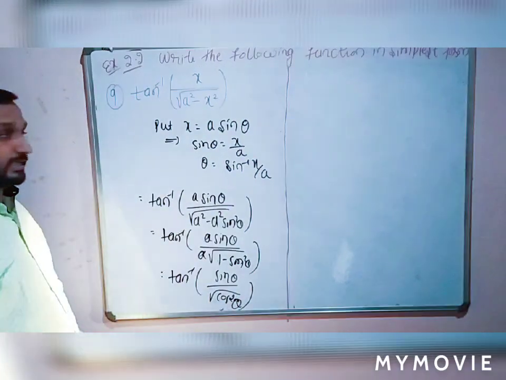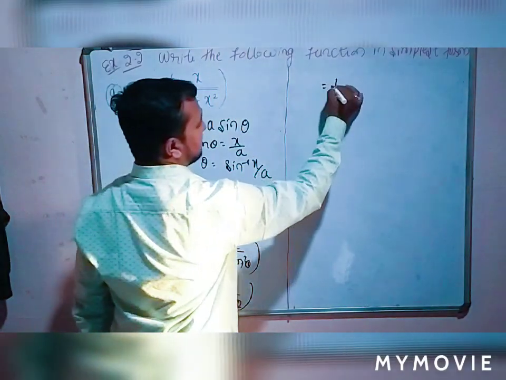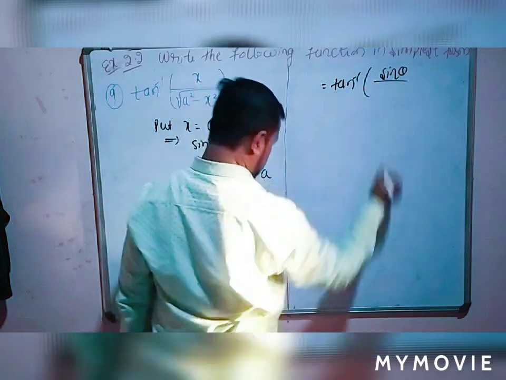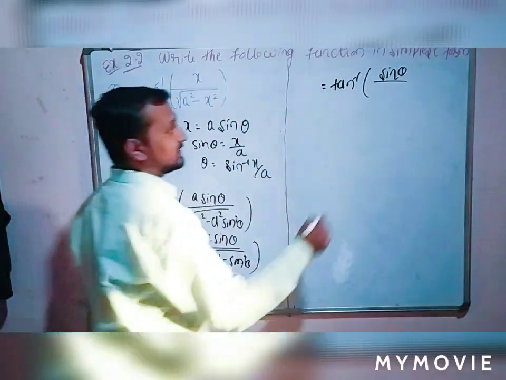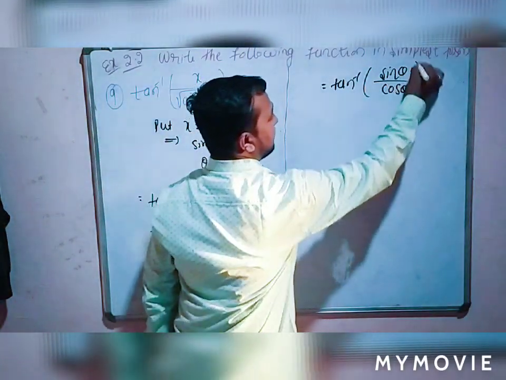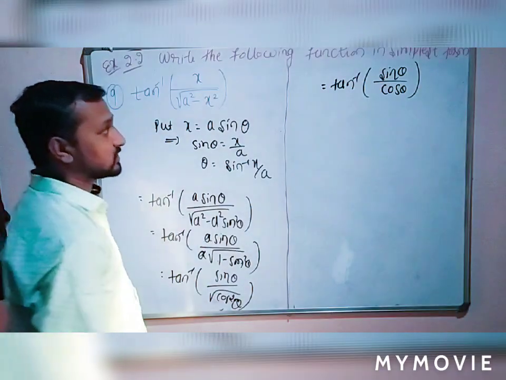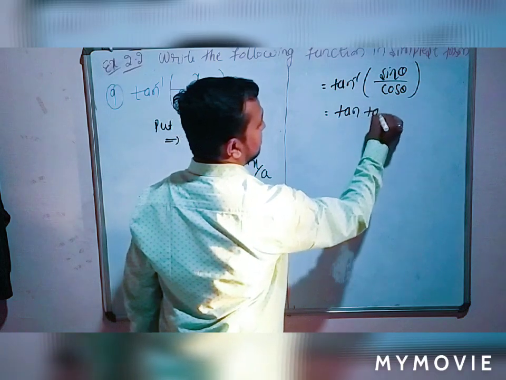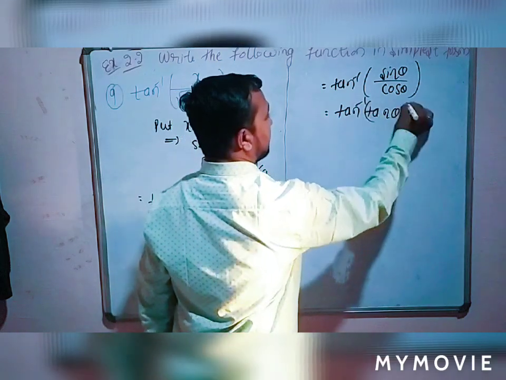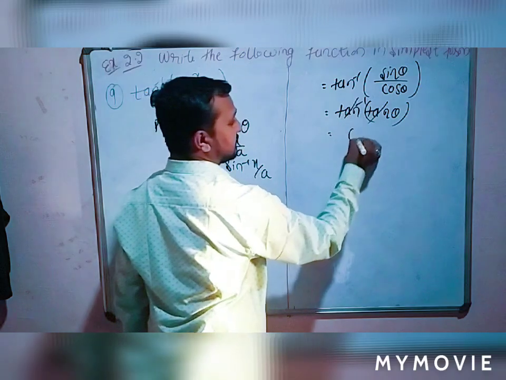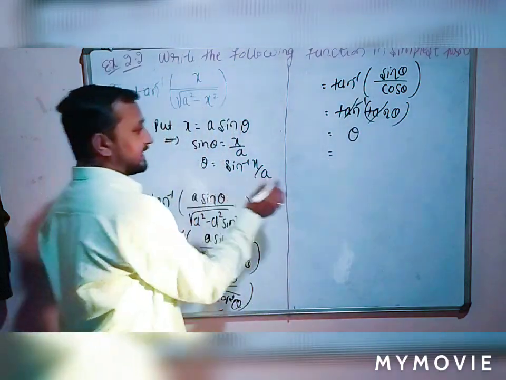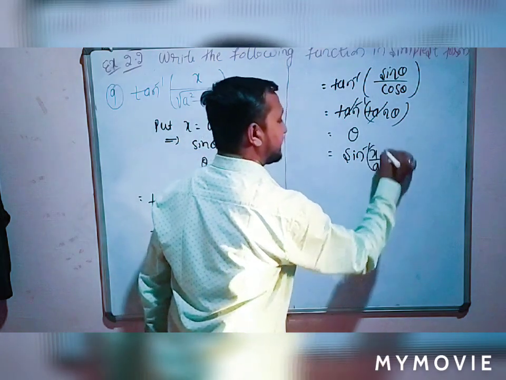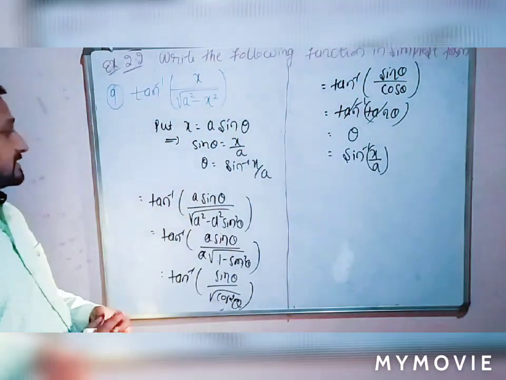Cos square theta. Here root and square get cancelled. The remaining answer is tan inverse of sin theta divided by cos theta, since root and square get cancelled. So that is equal to tan inverse of tan theta. Tan inverse and tan get cancelled. Answer is theta. Theta we already found is sin inverse of x divided by a.